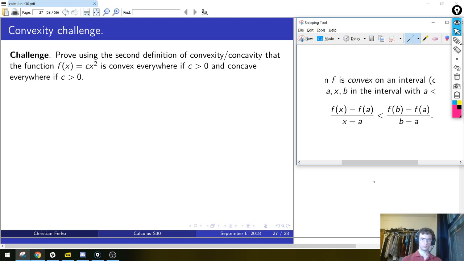I guess we can start by assuming that c is greater than 0 to prove the former definition. Okay, good. So we'll start with c greater than 0. So when c is positive, what do I need to check to prove that this is convex?